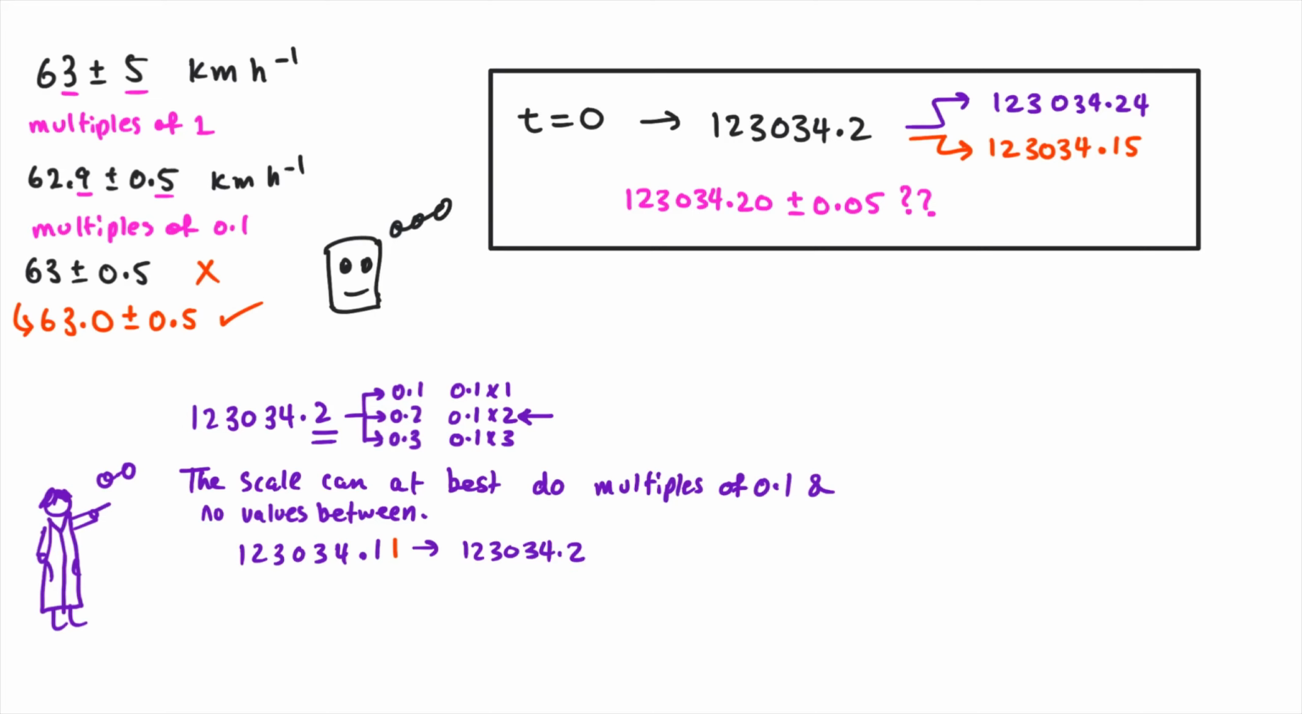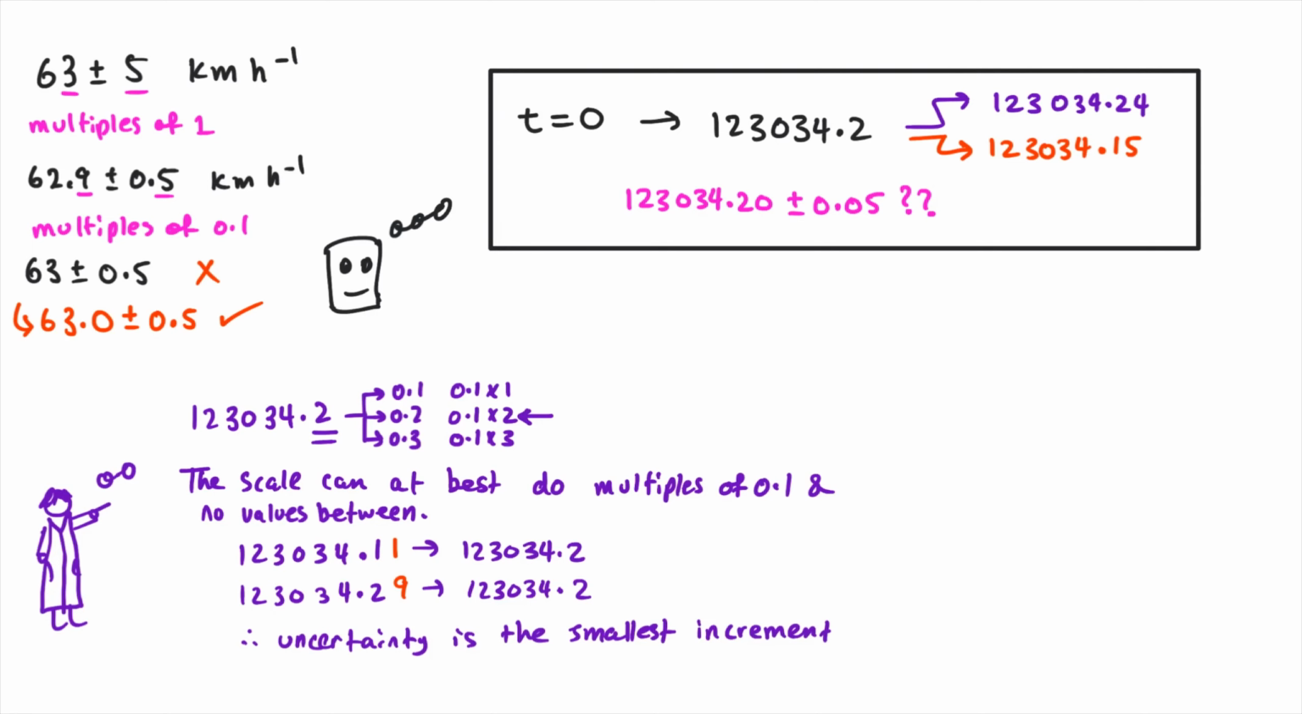Therefore, 123,034.11 and 123,034.29 might both be read as 123,034.2. Because of this, unless otherwise stated, for digital devices, the uncertainty is the smallest increment.